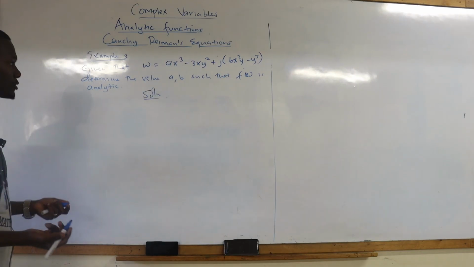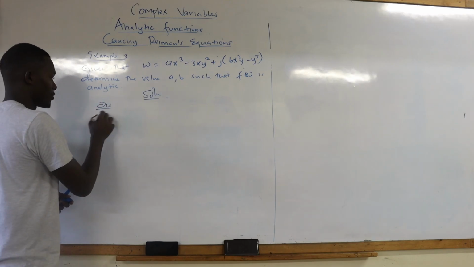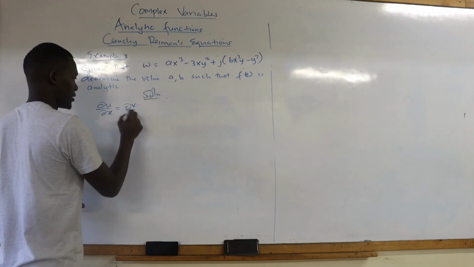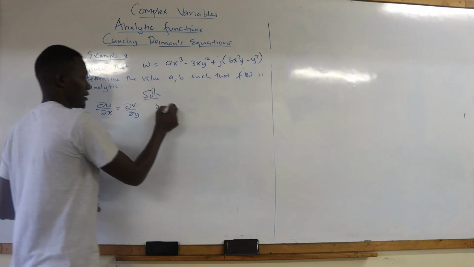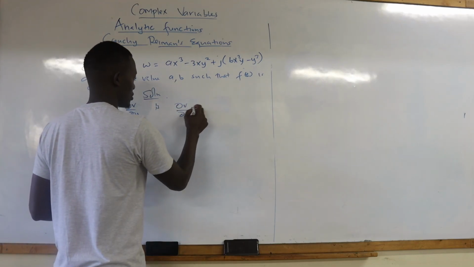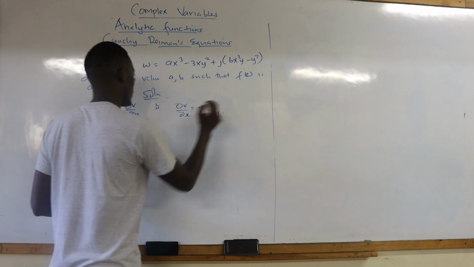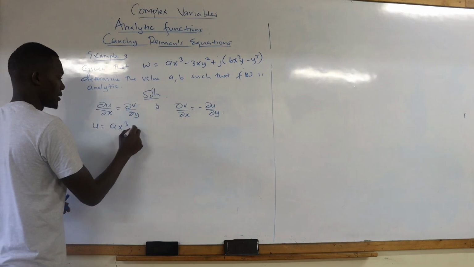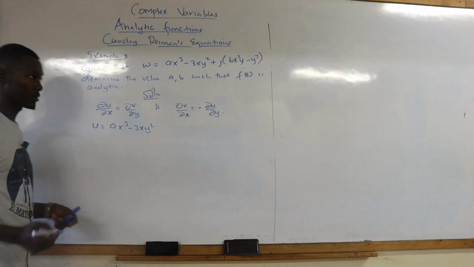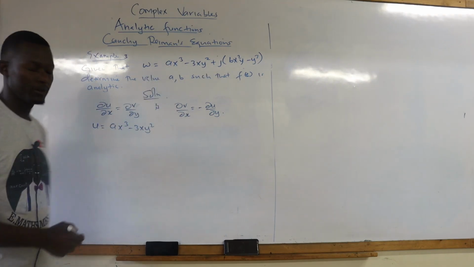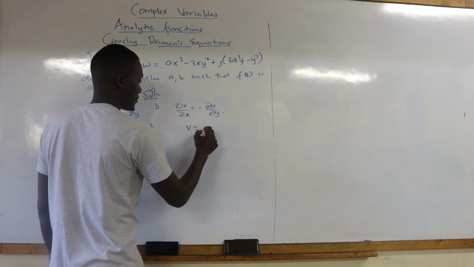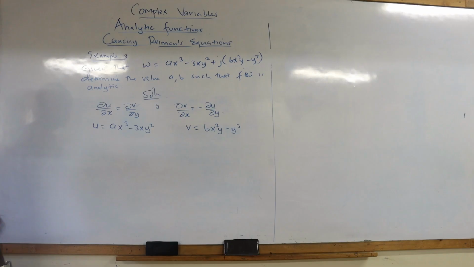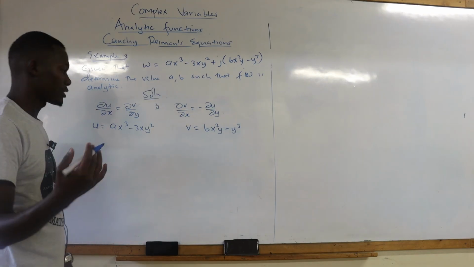Again, the first step is always to write our formulas here. du/dx should be the same as dv/dy, and dv/dx should be the same as negative of du/dy. Then identify your u, which is given by ax cubed minus 3xy squared, the function without the j. Then your v is given by bx squared y minus y cubed. Then differentiate with respect to x and with respect to y.